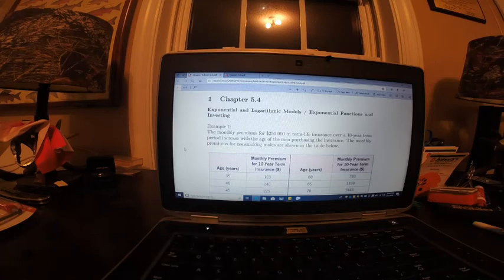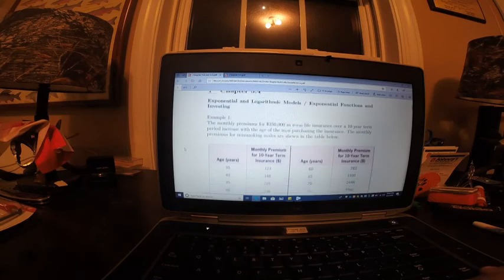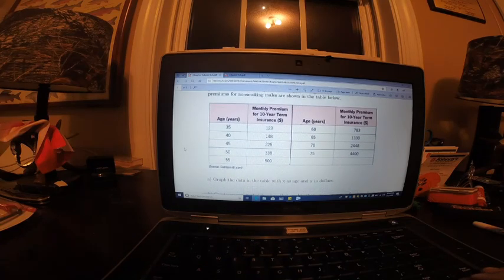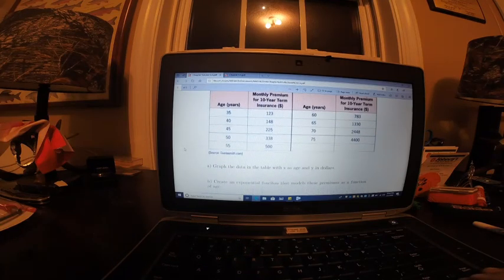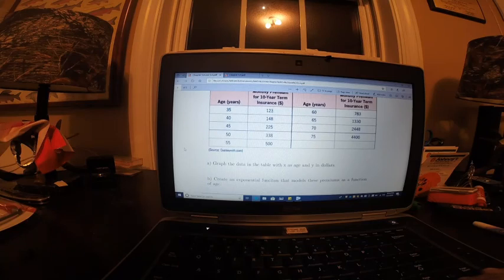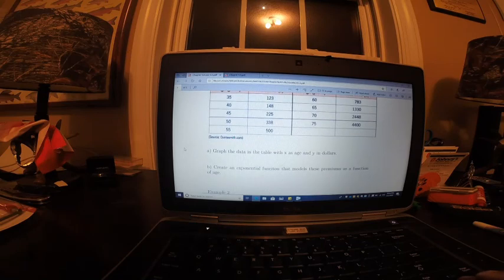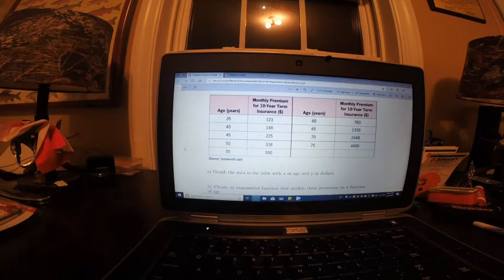Example 1 says the monthly premiums for a $250,000 in term life insurance over a 10-year period increase with the age of men purchasing the insurance. The monthly premiums for non-smoking males are shown in the table below. So we have this table of values. Part A says graph the data in the table with X as age and Y in dollars. B says create an exponential function that models these premiums as a function of age. So let's go about doing that right now.